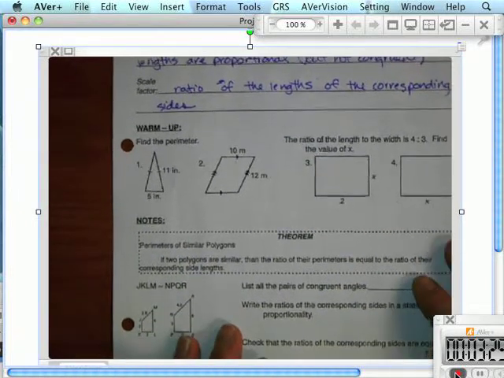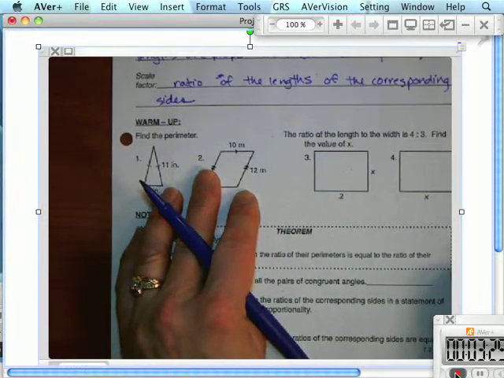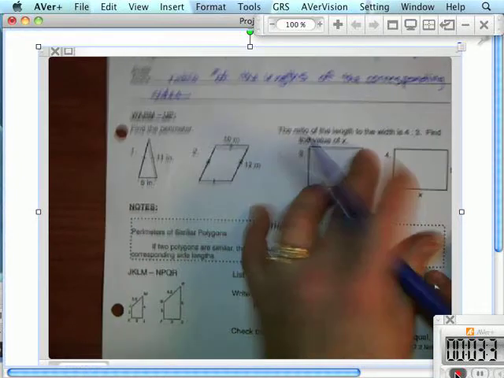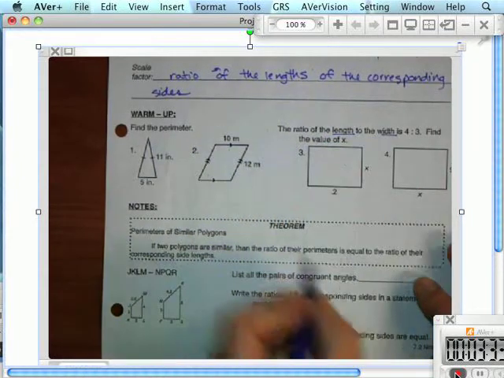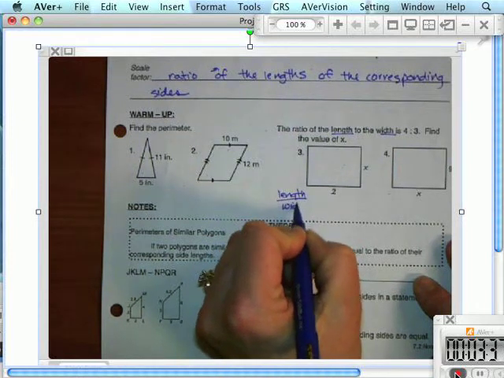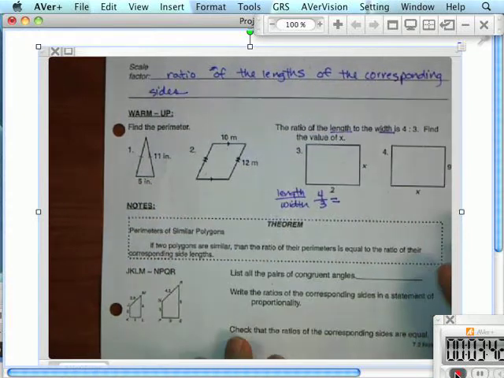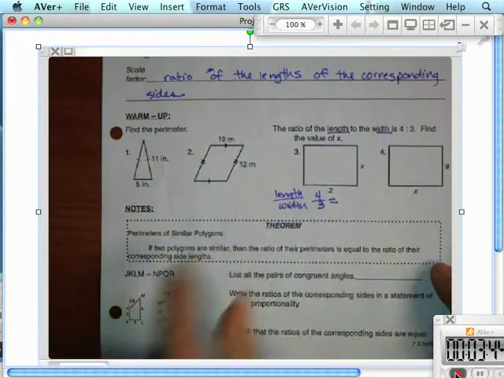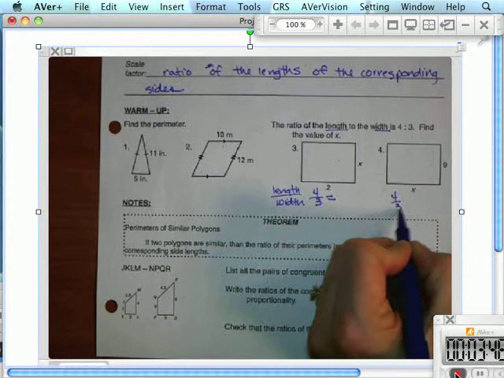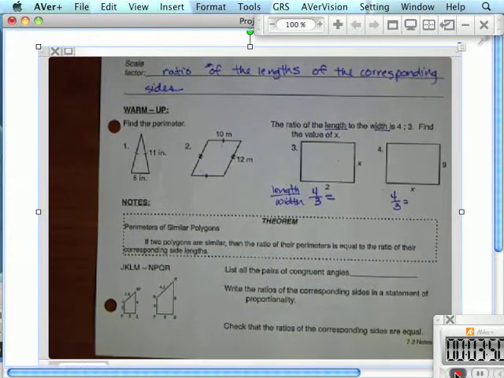Find the perimeter. All right, ladies and gentlemen, this is review. This is from chapter 5. The ratio of the length to the width is 4 to 3. So I'm going to write this down. Length to width is 4 to 3. You're going to set that equal to something to try and solve for x here. And you're going to set it equal to something to try and solve for x there. So take a minute and give that a try.